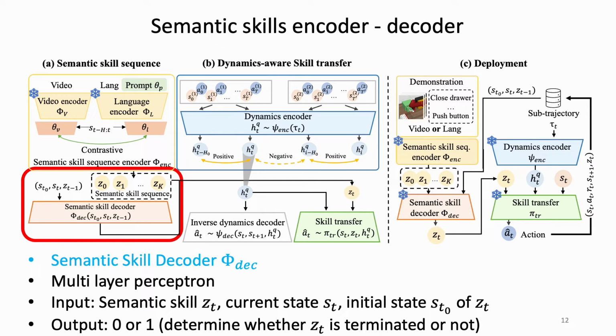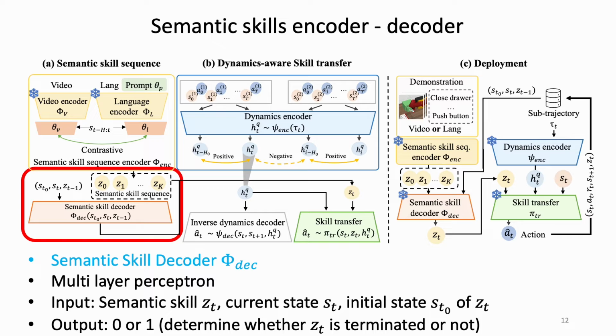Once the semantic skill encoder is trained in the manner described earlier, it produces a sequence of skills contained within the video. This is achieved by moving a sliding window across frames to predict semantic skills, resulting in the prediction of skills from Z0 to ZK in the figure. For example, Z0 could be close drawer and ZK might be push button.